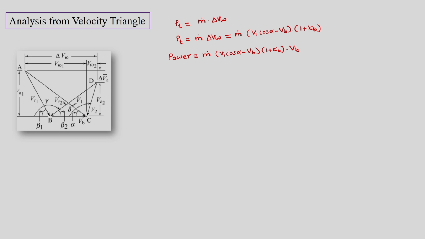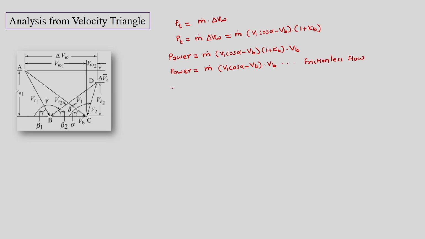In case of frictionless flow, Kb is equal to 0, then we will have power is equal to m dot V1 cos alpha minus Vb into Vb. So this is for frictionless flow.